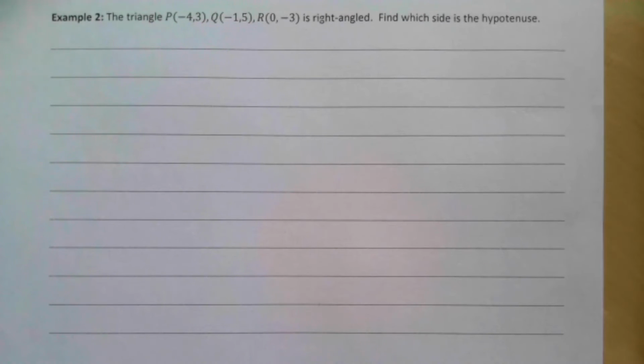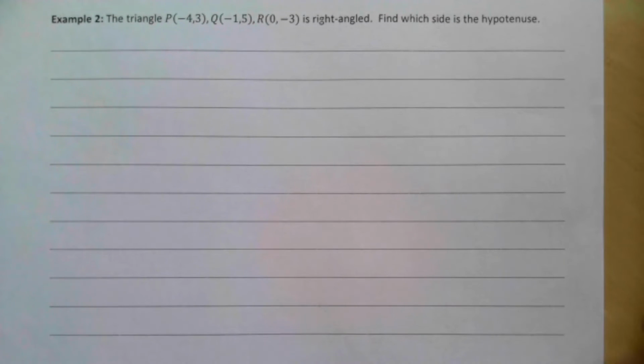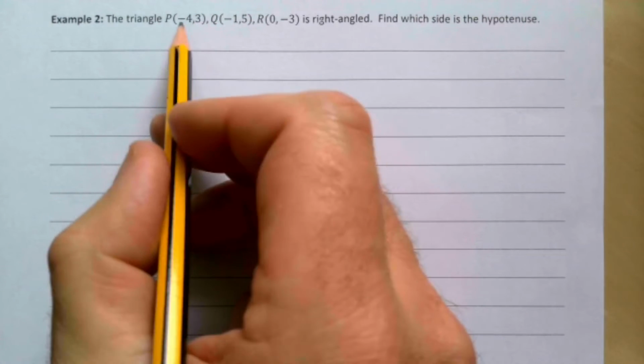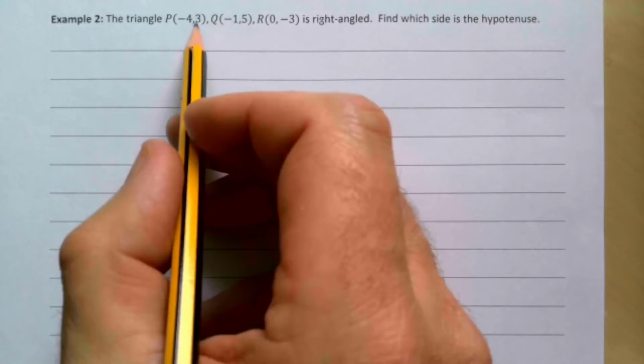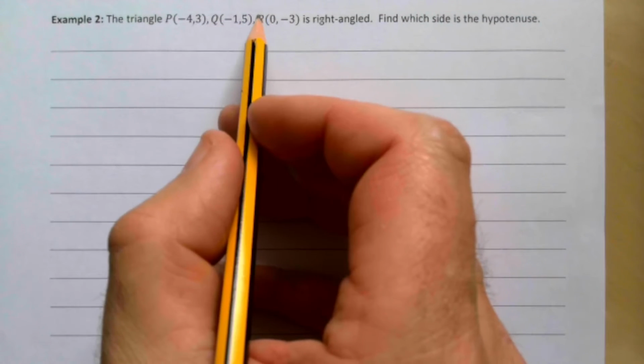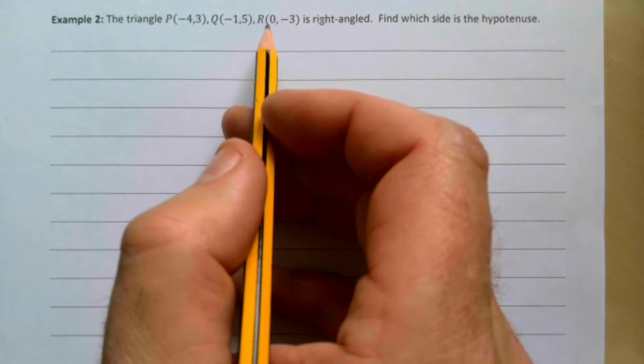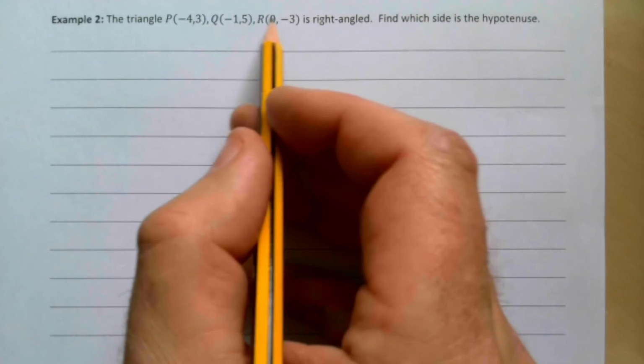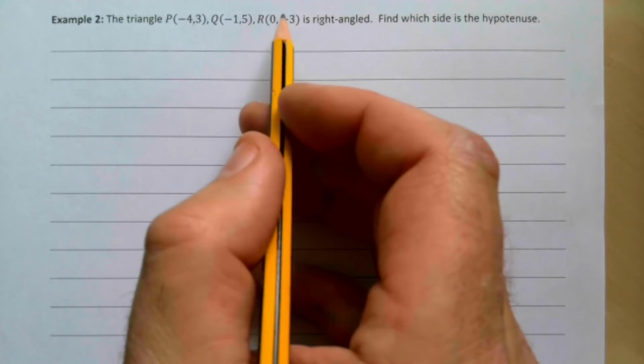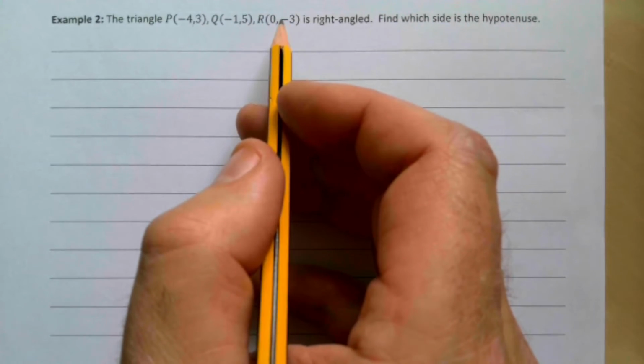Example 2, the triangle P, Q and R is right angled. Find which side is the hypotenuse. We could do this a couple of different ways. We could use our distance formula to find the distance in between all the three sets of points, and then work out how Pythagoras' theorem works. So obviously the biggest one would be the hypotenuse, or we could find the gradients of the three and work out which one is the negative reciprocal of the other. So we're going to do our gradient method. Let's see how we get on.